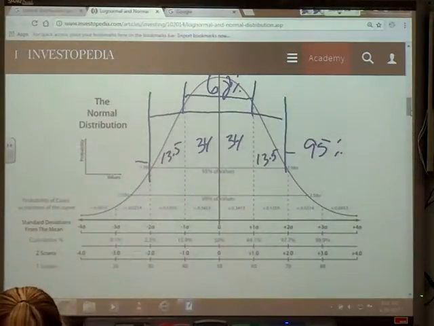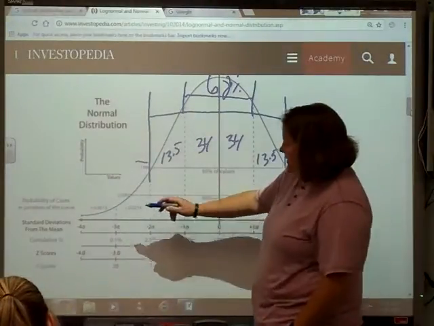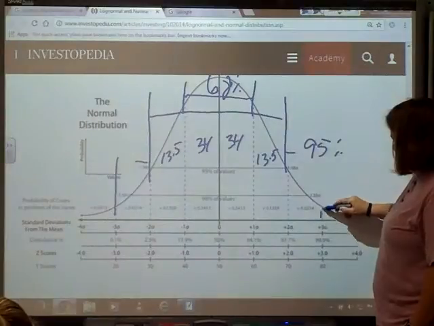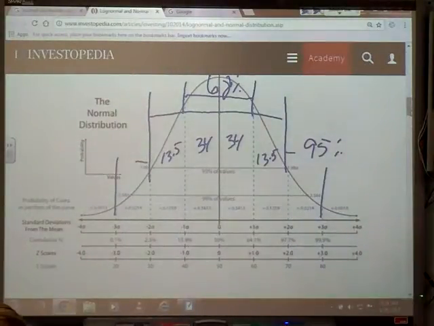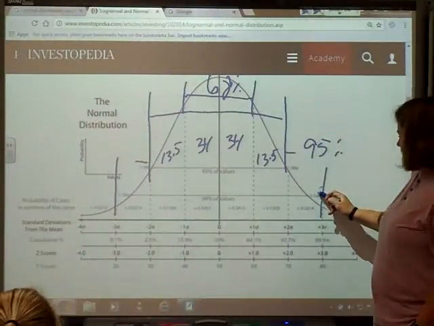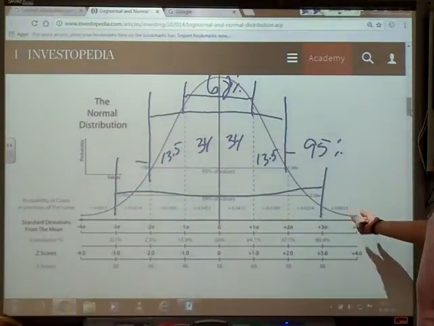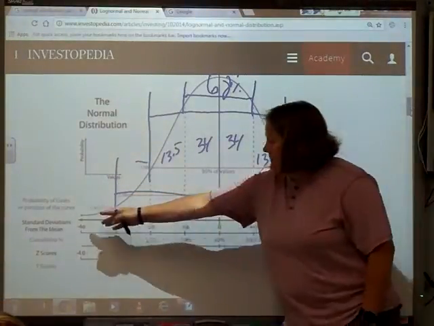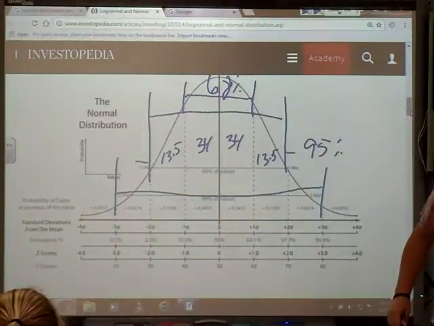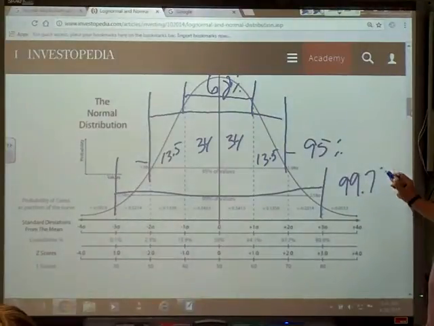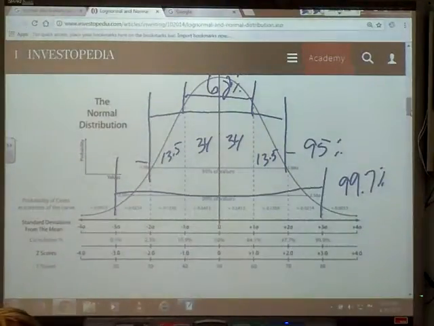Alright, now I'm going to go one more. So the next standard deviation over would get us right there. That is going to encompass from where that is over there. That gets almost all the data. You can see there's still a little smidgen of it left on the outsides of that, but that gets to 99.7% of the data. So that's almost all of it.